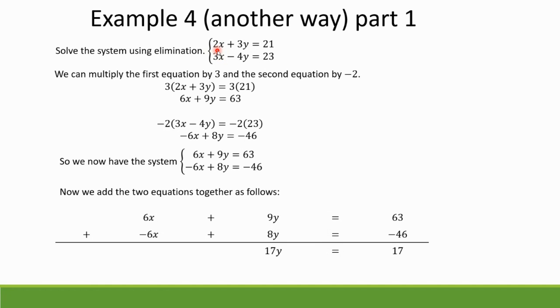The first one would become 6x. This would become negative 6x. Well, in that case, if we added, they would cancel. And that's what we did. We multiplied the first equation by 3. The second equation we multiplied by negative 2. Now they're just opposite in sign. But if we add these, they would vanish.